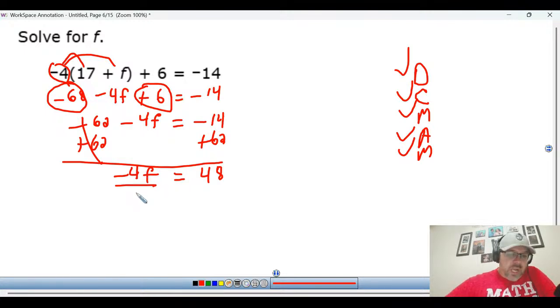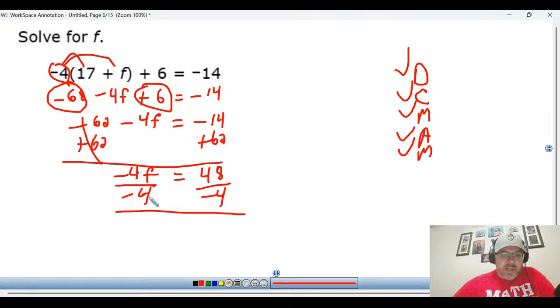So one of the common mistakes that happens here is kids try to add 4 to this. That's not going to make this go away because this is negative 4 times f. So we have to divide to make that negative 4 go away. But if you made that mistake before, I understand it. It happens. So we divide this, makes that 1.